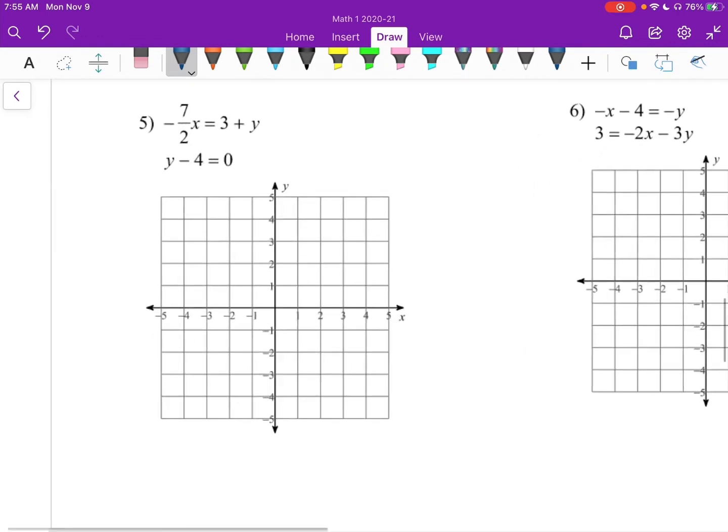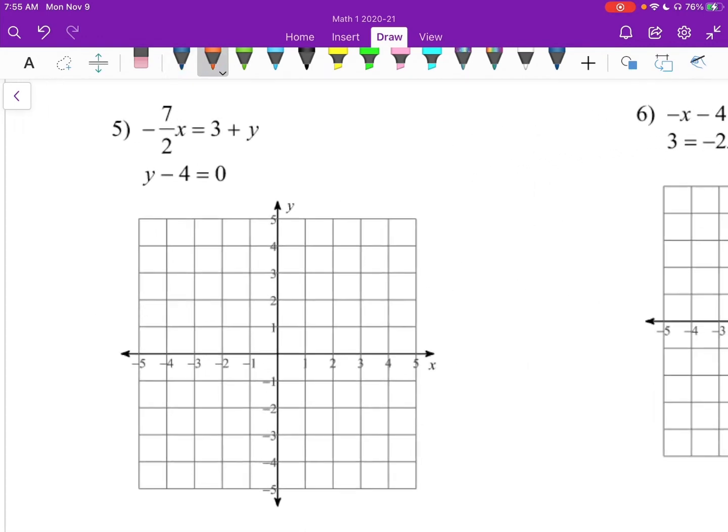Number 5. Well, the top one's going to be easy because I just subtract 3. So I'm going to have -7/2 x minus 3 is y. And I'm going to start trying to leave them like that. I'm not going to do the extra step where I rewrite them as a y equals, right? We can see that our slope and our y-intercept are there.